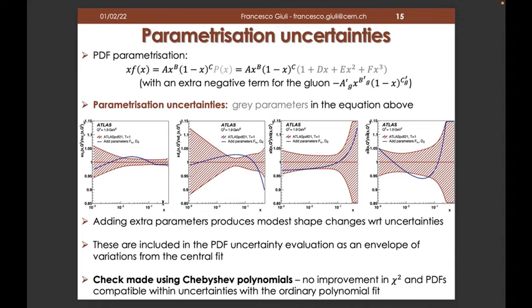So here we added 2 extra parameters, basically the f_uv and the D_dbar. You can see that adding these parameters produces a model shape change with respect to the uncertainty. This is the first time it has been tried. We also made trials with Chebyshev polynomials, but we haven't found any improvement in chi-square, and the resulting PDFs were compatible within the uncertainty with the ordinary polynomial fit.